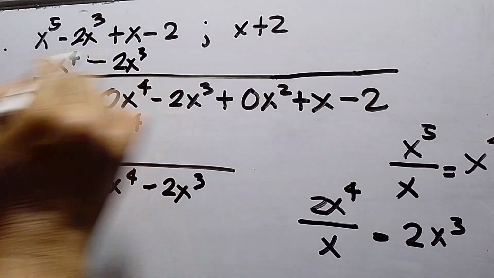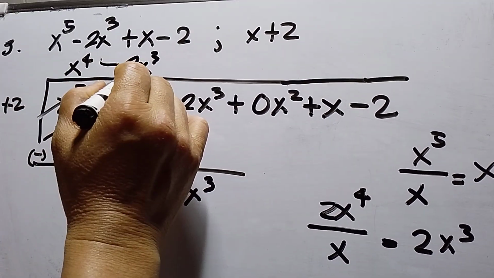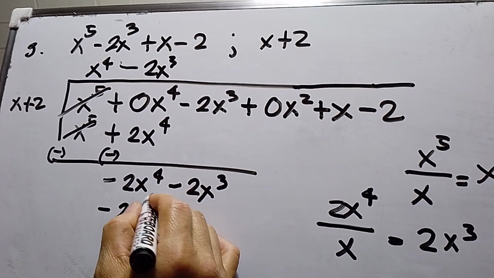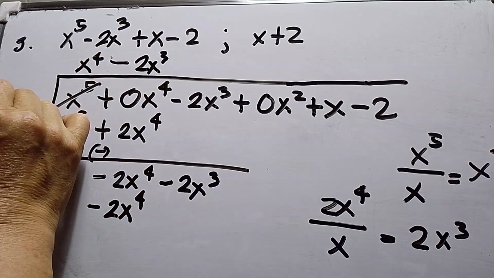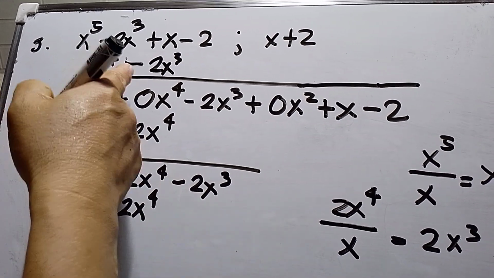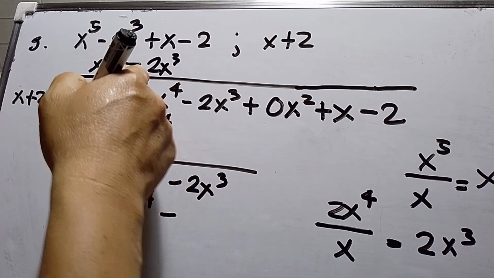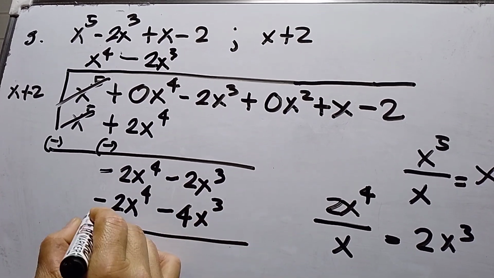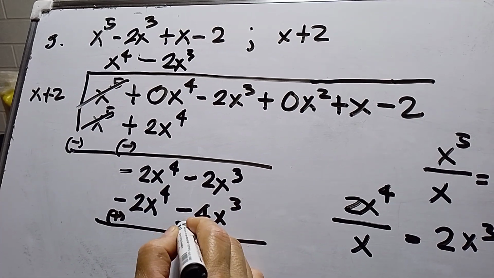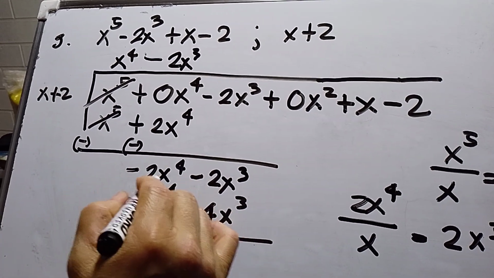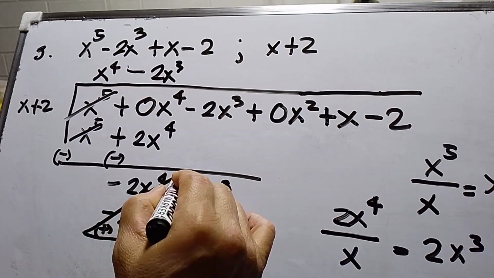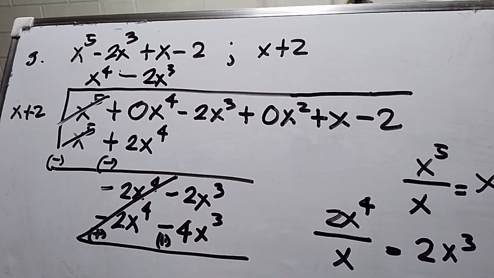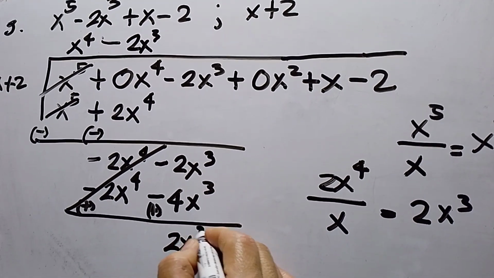And then multiply by the divisor. So 2x cubed times x will be minus 2x to the fourth. Then negative times positive will be negative 4x cubed. Then change the sign of the product, so this will be positive. Negative 2x to the fourth plus 2x to the fourth will be crossed out. And then I have here positive 4x cubed minus 2x cubed, so this will be 2x cubed.